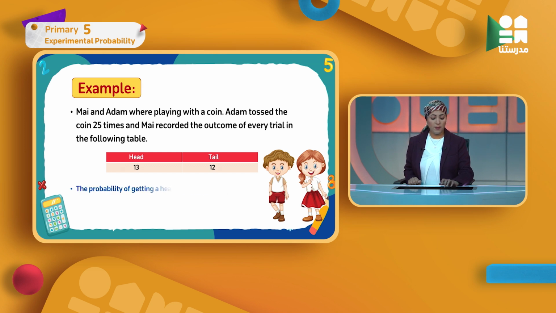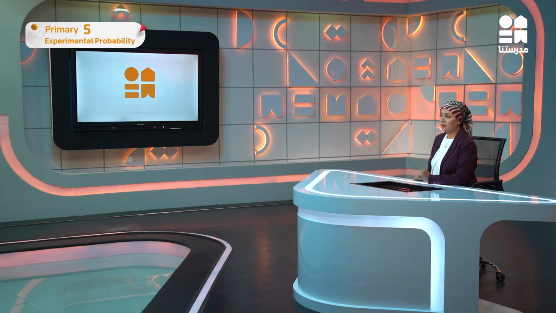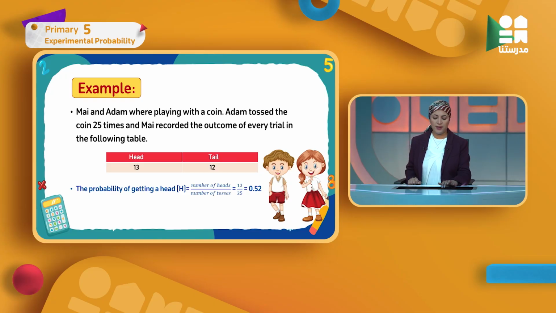طيب, if I want to know the probability of getting a head, يبقى هكتب a number of heads أو number of the wanted outcome or the desired outcome أو اللي أنا بسأل عليه اللي هو getting a head اللي هو 13 over the total number of tosses أو الترايل بتاعتي زي ما قلنا قبل. يبقى 13 over 25 long division guys 0.52.